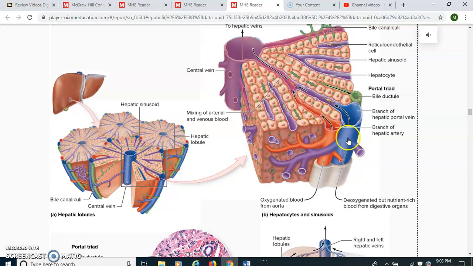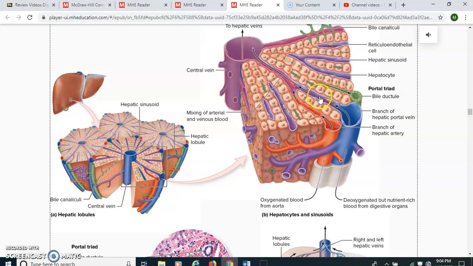The other one is the blood coming from the portal vein, so from the hepatic portal vein. And again, that blood is coming from our intestines and our spleen and things. So that blood comes in. It's not oxygenated, it's deoxygenated, but it's really high in nutrients, but it could have other stuff in there that our cells may not be accustomed to. So that blood's going to come in. It's also going to go into that sinusoid.